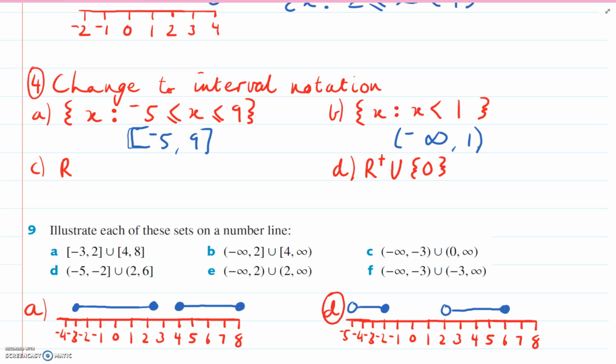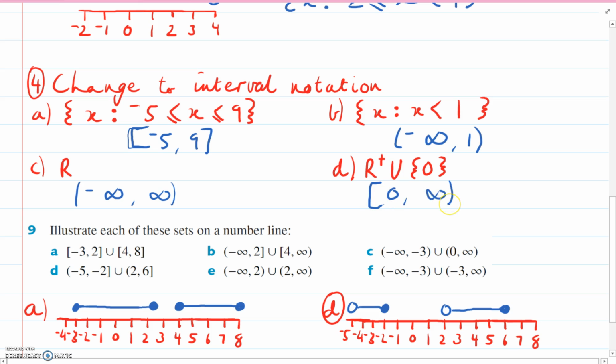Question C here is all real numbers. We could write that as well as -infinity to infinity. There you go. And here we go, we're saying question D, all positive real numbers or 0. So if we're doing that, we could say that is 0 to positive infinity. That'd be the way to write it as interval notation.